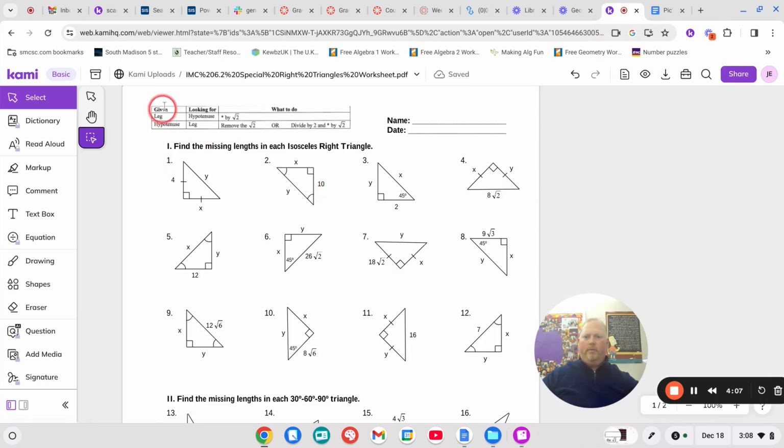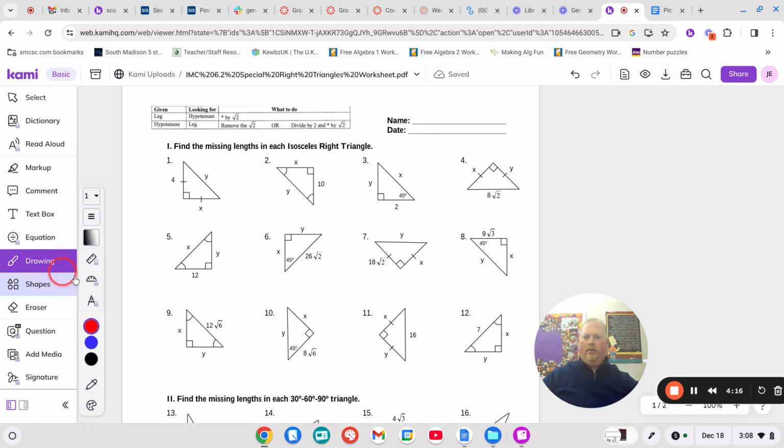So on this worksheet, we've got our little notes up here. We're given the leg and asked to find x and y. Since it's half of a square, the two legs are going to be the exact same. So x is 4. And then to go from the leg to the hypotenuse, just multiply by square root of 2. So the hypotenuse is 4 square root of 2.